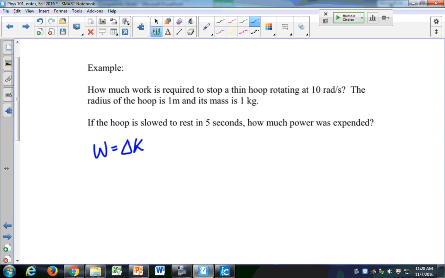So I need to figure out what is the kinetic energy of this thin hoop rotating at 10 radians per second. First thing you need to do is find the moment of inertia. All right? So take a moment to find the moment of inertia for this hoop, and then figure out what the kinetic energy is. I'll give you a minute head start, then I'll come after you.